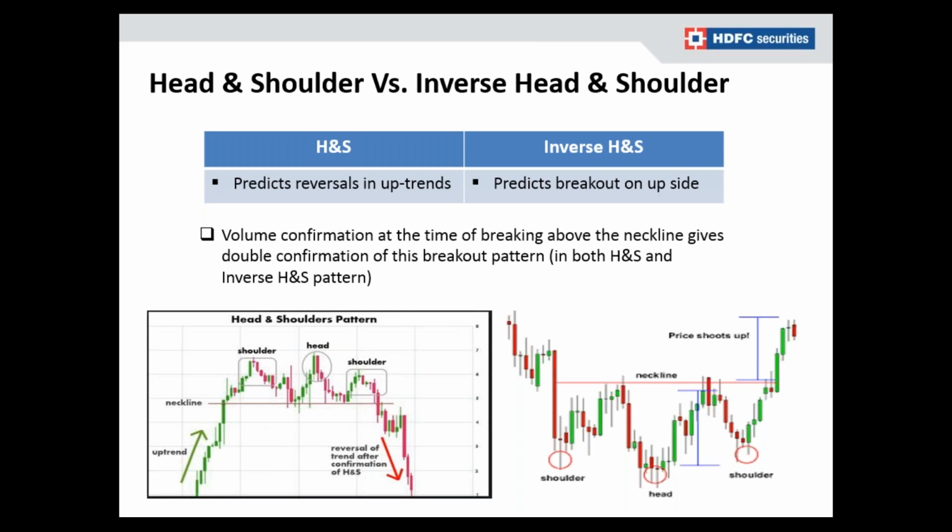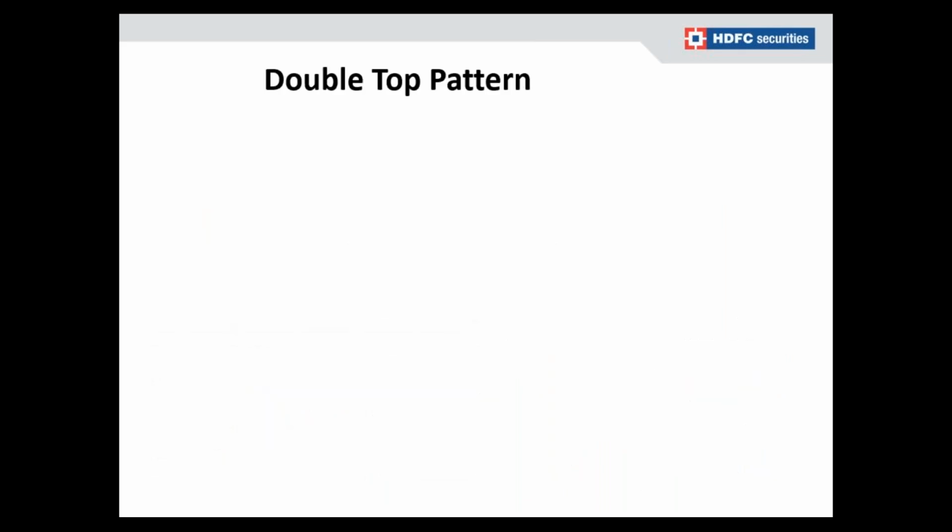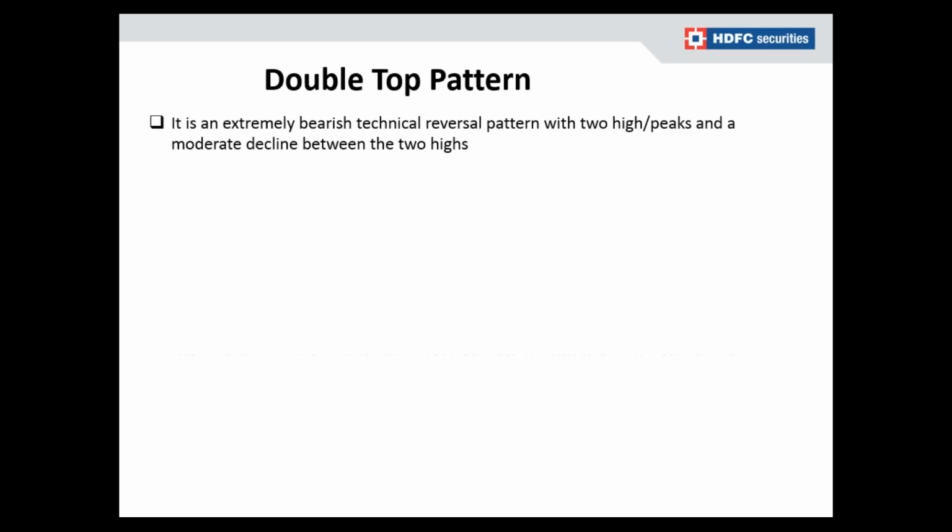The next pattern is double top. Let me take you quickly through it before we go to the live charts. Like the name suggests, you can already guess that a double top pattern means the stock is making two peaks, two highs, and then what happens? The double top pattern is an extremely bearish pattern. The reason is that two times the stock has made quite a high peak point, and there is a moderate decline in between. So it somewhat looks like an M.